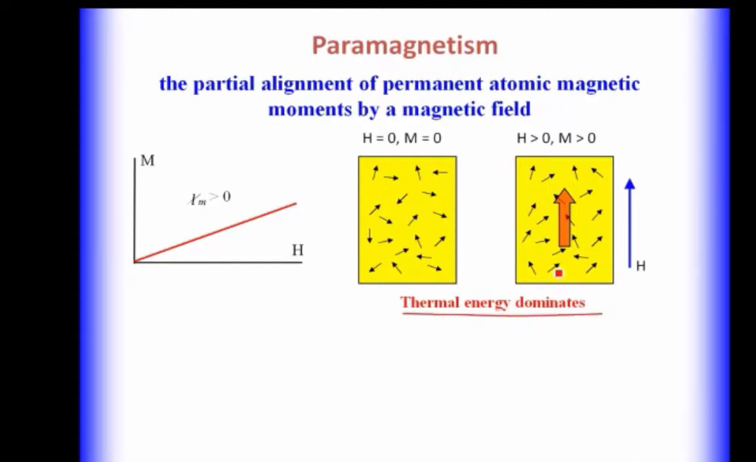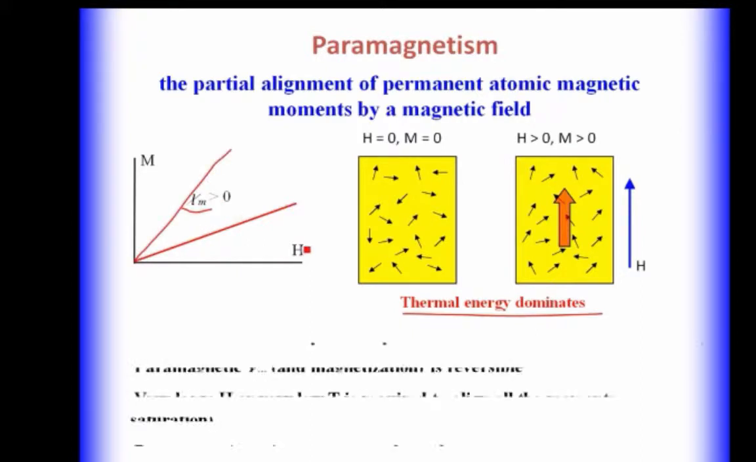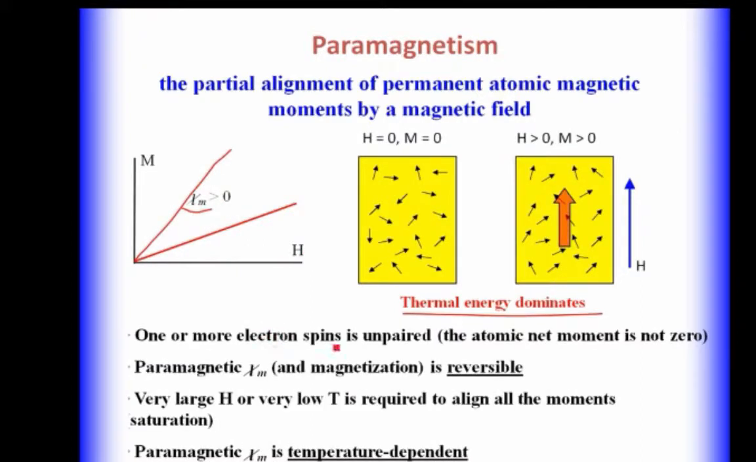For most temperatures, the thermal energy dominates. And so as a result, you don't get perfect alignment. You get partial alignment. And because of that reason, this is a small number. But it still increases with H. If you were to go to lower temperatures, you'd have a larger chi sub m, and so this would be a steeper curve. One or more electron spins is unpaired in the paramagnetic case.